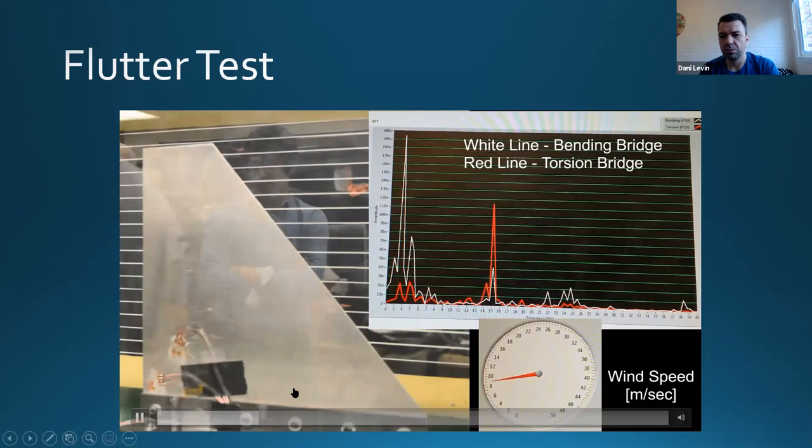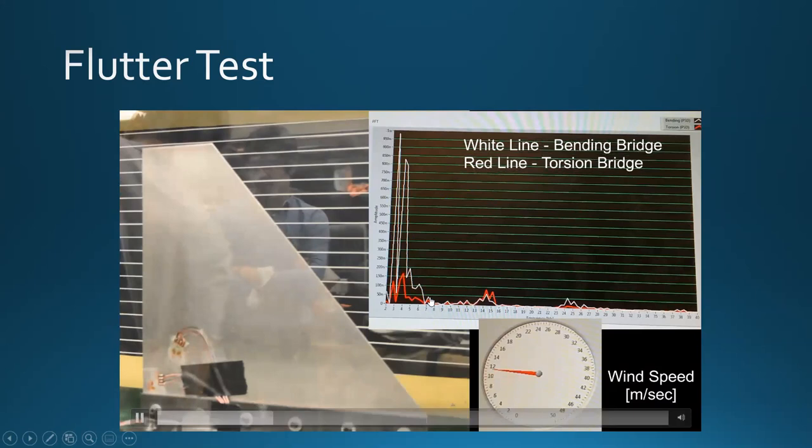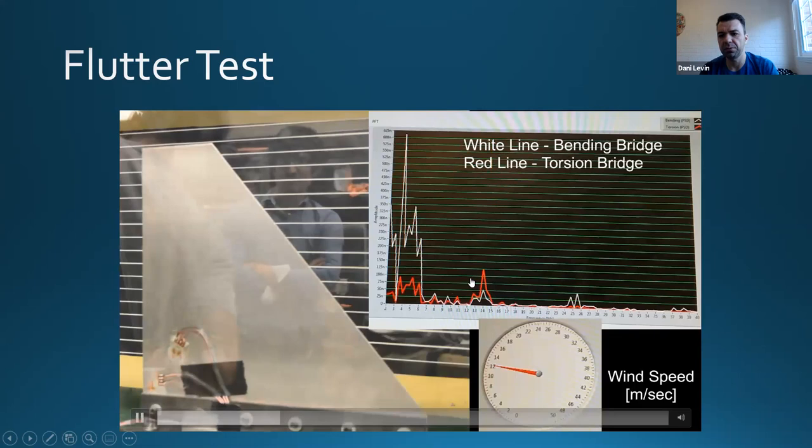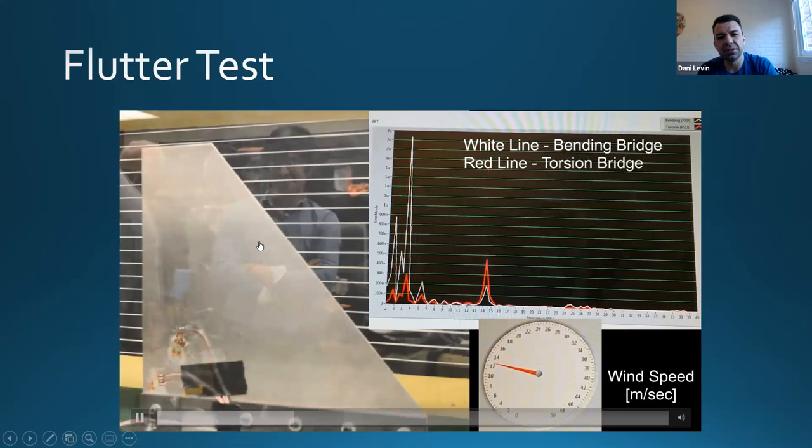We're increasing the speed. You can see the two natural frequencies reacting. Around 15, this is our torsion, and around 4, this is our bending. You can see the division, where the bending is dominant at the lower frequency and the torsion is at the higher one. You can also observe slight vibration at the tip of the delta wing.